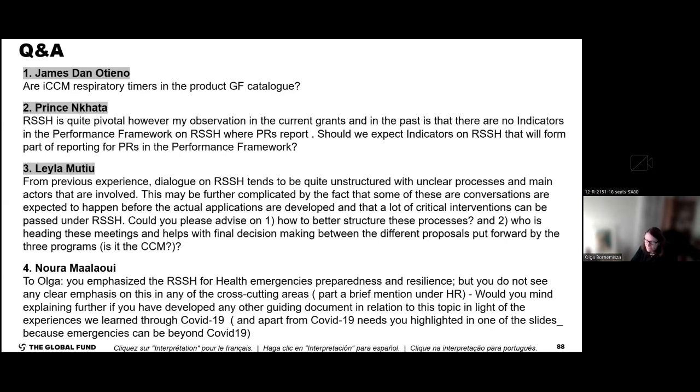Would you mind explaining further if you've developed any other guidance documents in relation to this topic in light of the experiences we learned through COVID-19? Because emergencies can be beyond COVID-19. Okay, yes, that is a weakness, I would say, in the current RSSH information note. In the previous one, we actually had sections on COEs, on complex operating environments. And because this time we had to cut, even though the RSSH information note is much longer this time, we had to cut that.